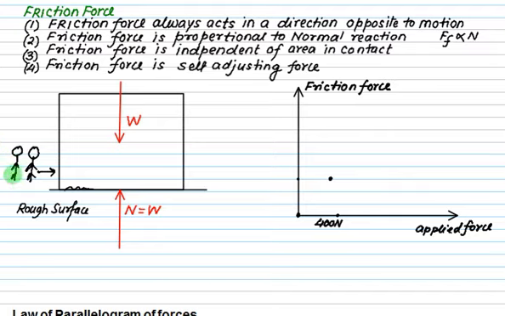Since the block is not moving, to help this, another person will come. He will apply the pull. Let's say another pull of 400 Newton, but the block is still stationary. So what you observe here, if you apply the one force, are you getting a friction force here? If you have 2 persons, is the friction force automatically adjusted? This is what a self-adjusting force is. The block is still not moving.